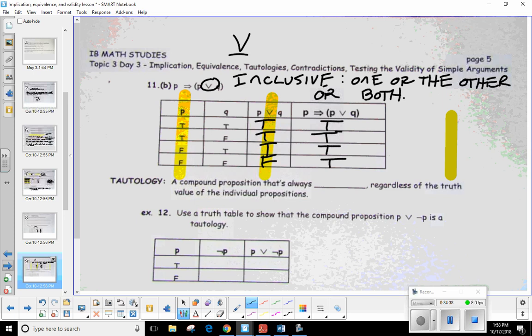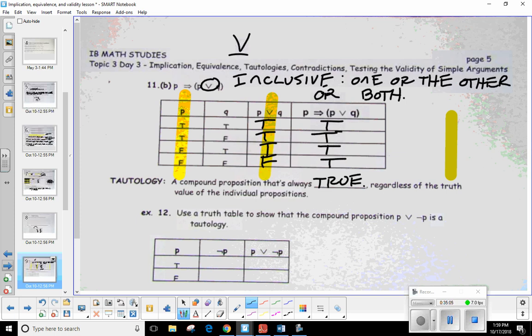Okay, so this is what we refer to as a tautology. This is a correct statement. A compound proposition that's always true, regardless of the truth value of the individual propositions. So if your final column ends up being nothing but truths, that's a tautology. And that means that the statement you are looking at is correct.